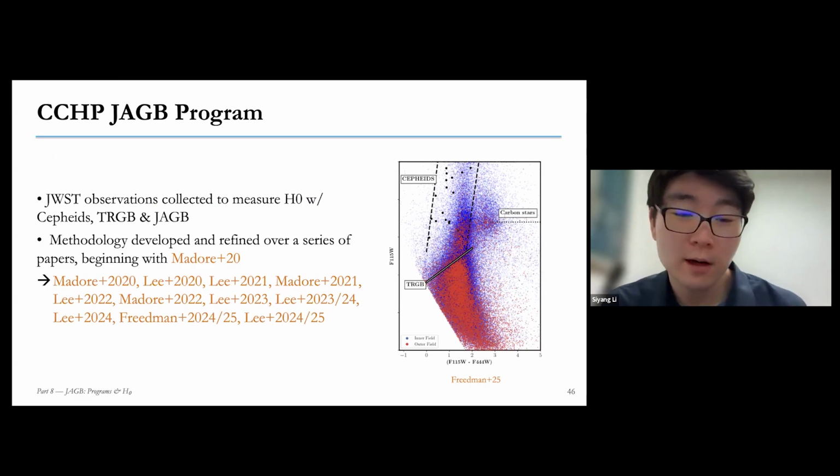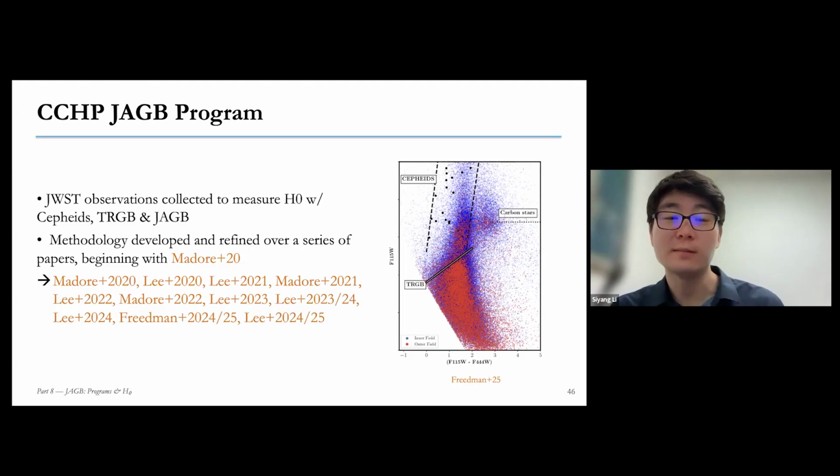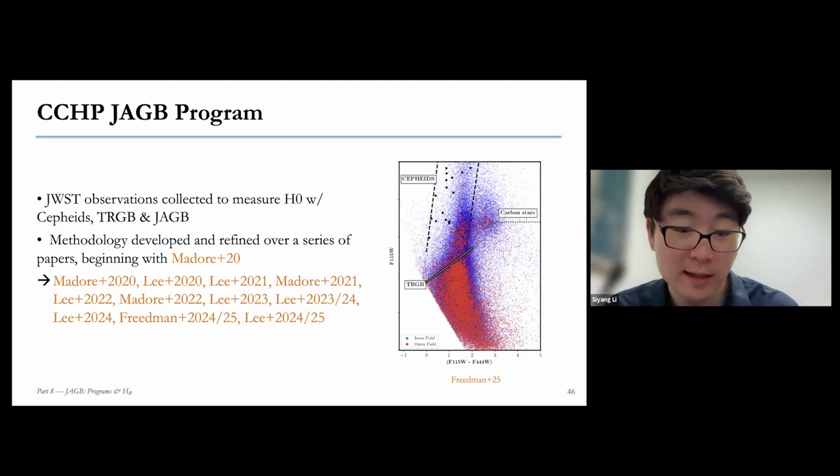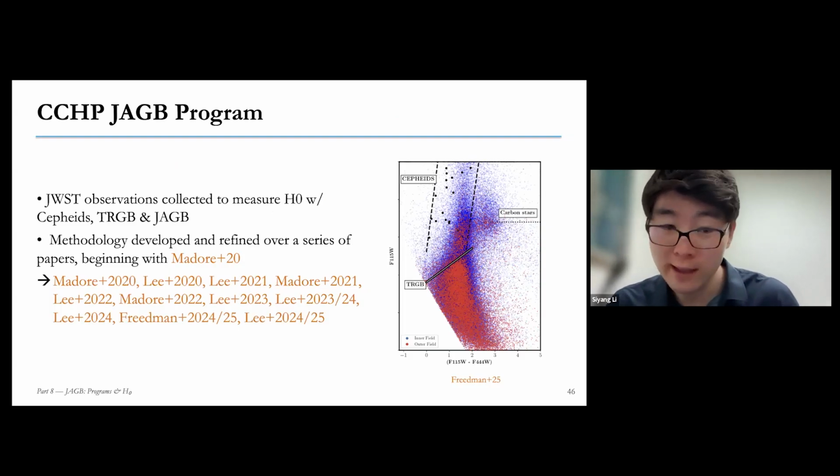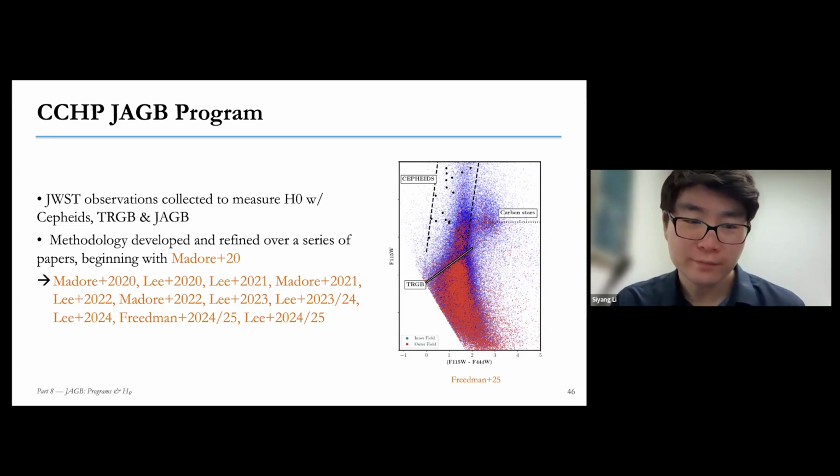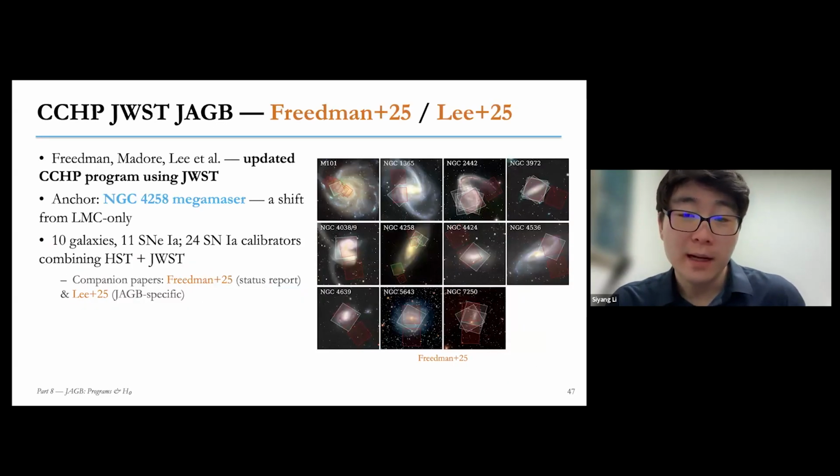They did a lot of really great work to refine the JAGB method, and this is presented in a lot of papers in the 2020s. Their major result was presented in two papers from Wendy Freedman and Abby Lee. On the right here are the footprints of their JWST observations for the data they use for this program.